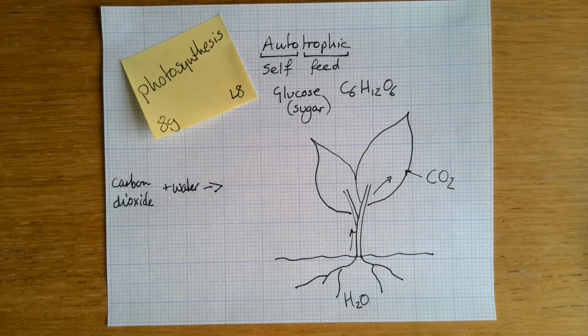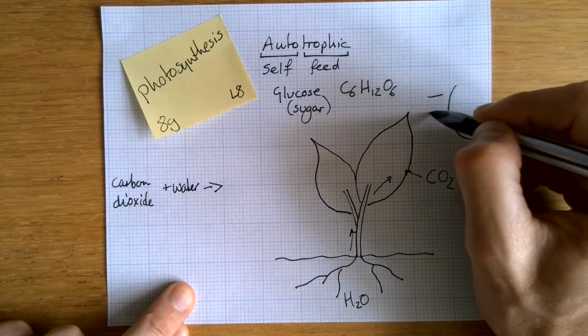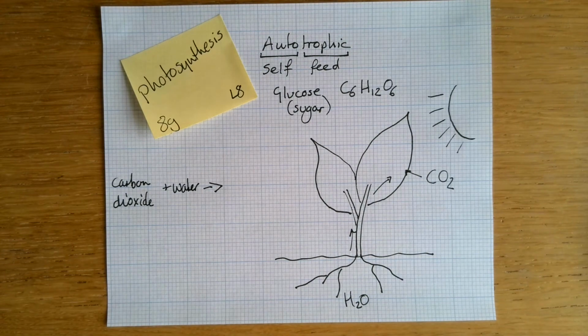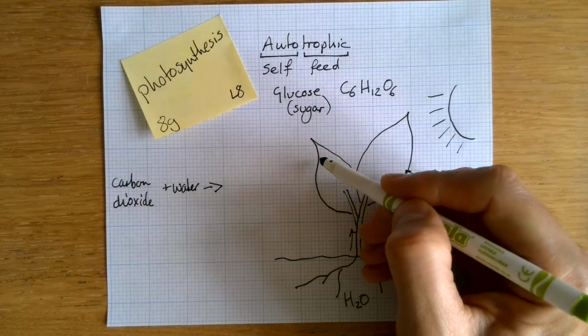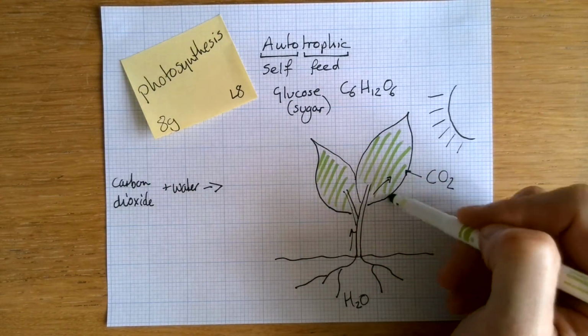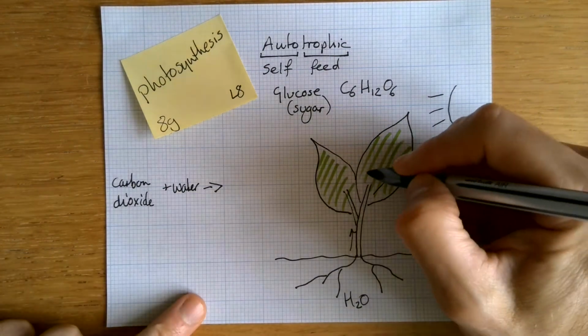We need the right conditions now. The reaction just won't happen by itself, so we need some energy from the sun. So photosynthesis happens during the day, and we also need another chemical to help with the process. It's not a reactant or a product, but it's essential for the reactions to happen. And this is the stuff that makes plants look green, and this is called chlorophyll.